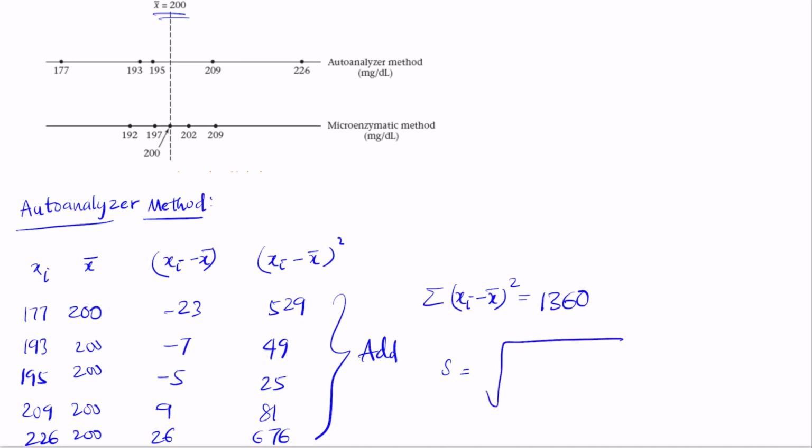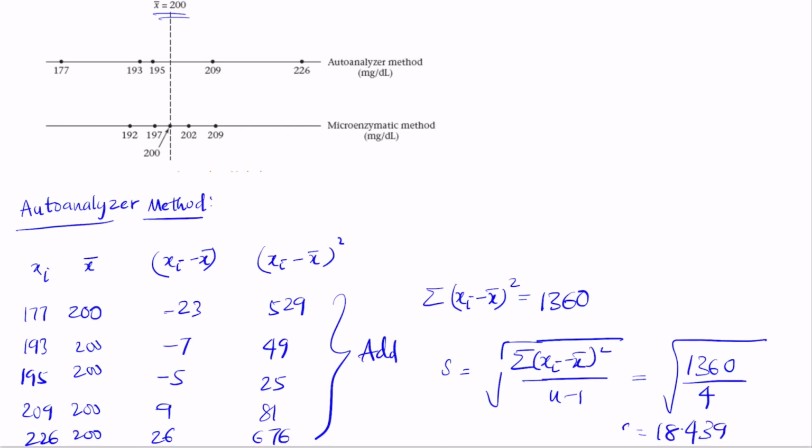So standard deviation is the square root of sigma xi minus x bar square divided by n minus 1. So n here is 5, so n minus 1 becomes 4. So square root of 1360 by 4. 1360 by 4 is 340. So square root of 340 becomes 18.439. So here it is 18.439 milligrams per deciliter.